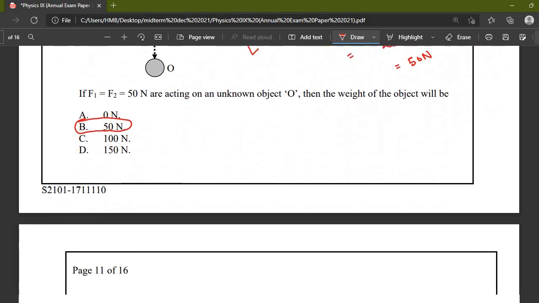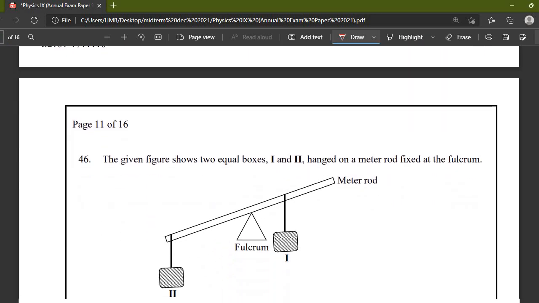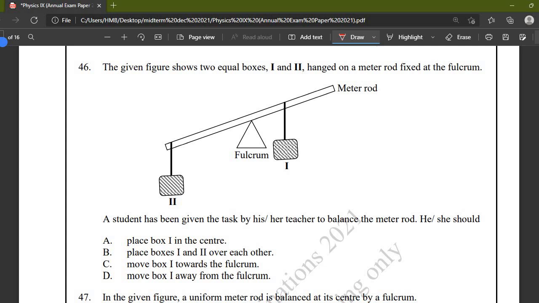Let's come to our question number 46. The given figure shows two equal boxes, 1 and 2, hanged on a meter rod fixed on the fulcrum. A student has been given the task by the teacher to balance the rod. So what can he or she do to balance this weights on the given scale?